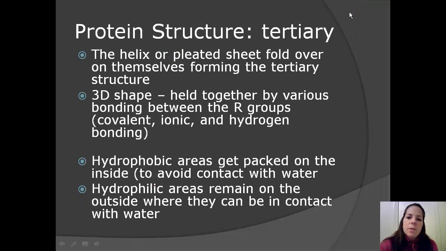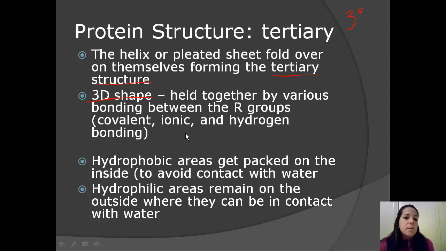Next, we're going to talk about the tertiary level. So the helix or pleated sheet fold over on themselves, which then forms the tertiary level of the protein structure. The tertiary level actually forms the 3D shape of the protein, and it's held together by various bonding between the R groups. So there's covalent bonds, ionic bonds, hydrogen bonds.